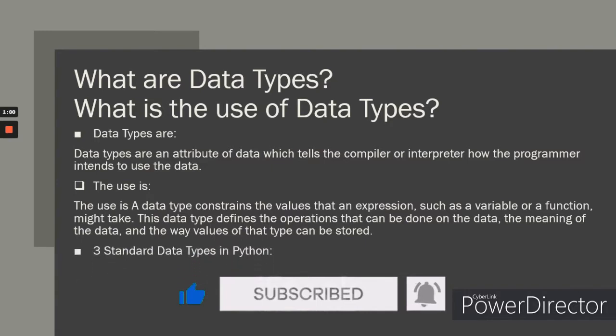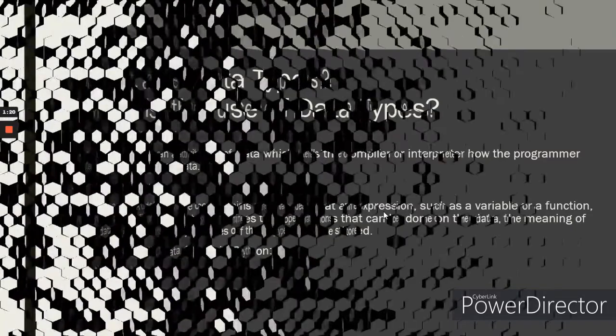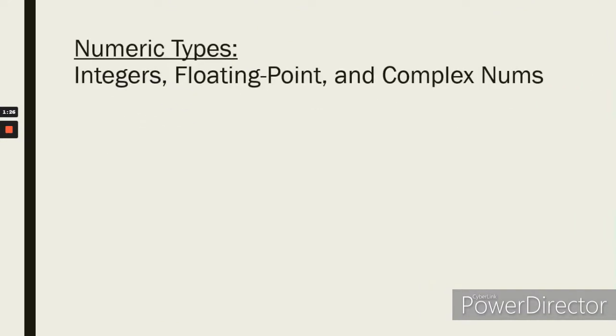There are three standard data types in Python. The first is numeric, the second is boolean, or bool in short, and the third is string. Actually there are more than three, but for now we just need to know these three. As we move on in the future, we will learn more data types as we need them. First I will cover numeric, which also has three types: integers, floating point, and complex numbers.